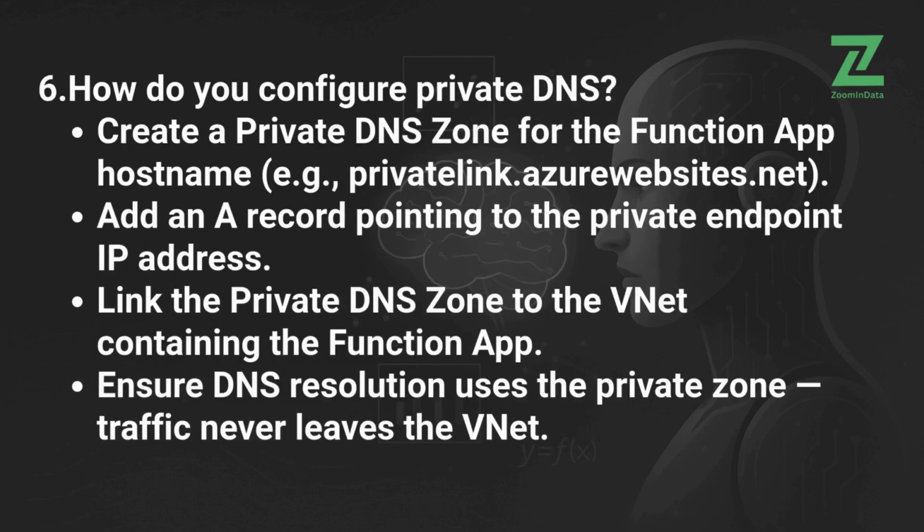How do you configure private DNS? Create a private DNS zone for the function app hostname, e.g., privatelink.azurewebsites.net. Add an A record pointing to the private endpoint IP address. Link the private DNS zone to the VNet containing the function app. Ensure DNS resolution uses the private zone. Traffic never leaves the VNet.